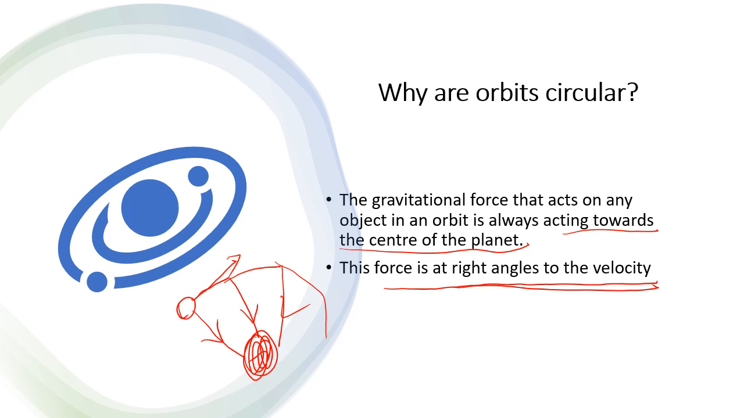So the key things you need to take away are that the force acting between the satellite and the planet is a gravitational force, that it always acts towards the center of the planet, and that this force is acting at right angles to the velocity. Okay, it's not done. Another question they can ask you is, how is it possible that something going in a circle at a constant speed is accelerating?